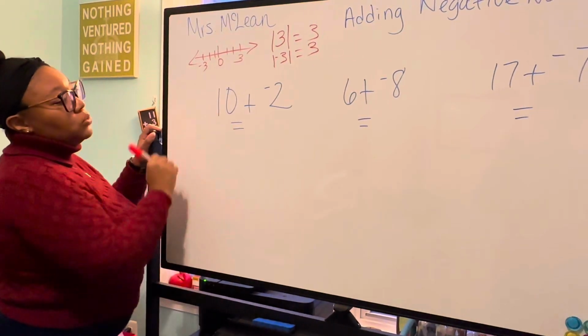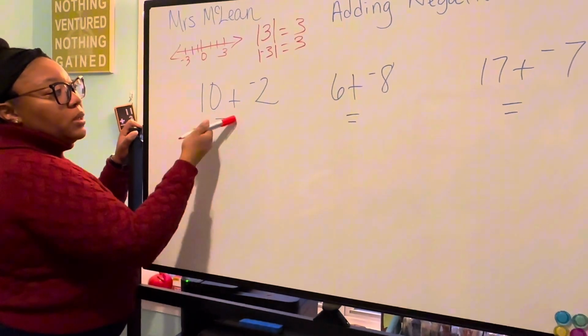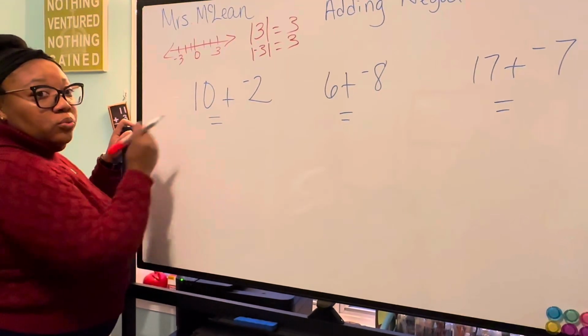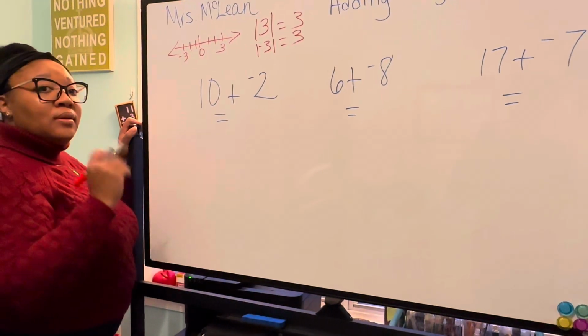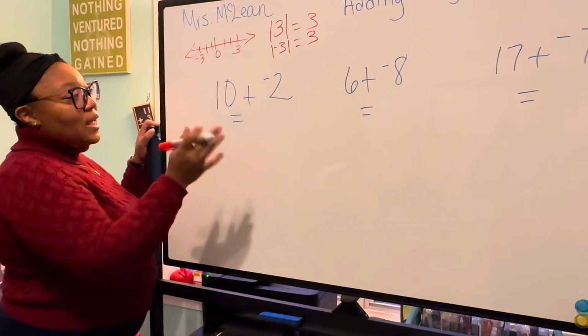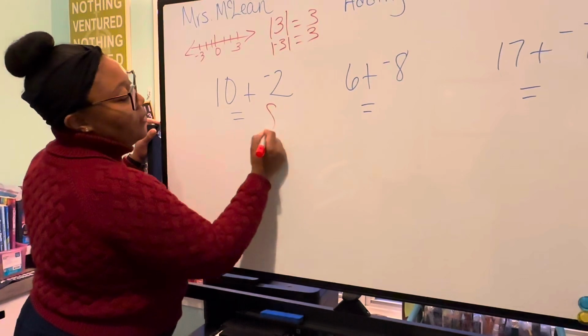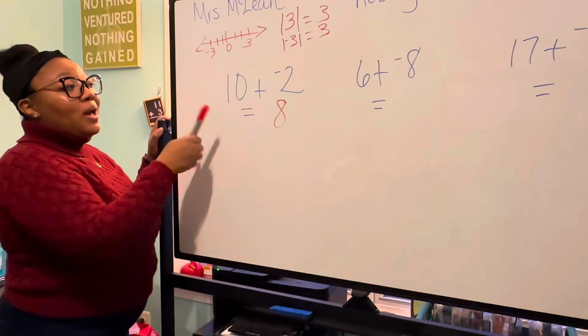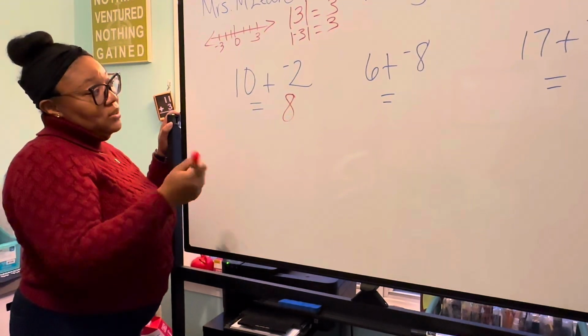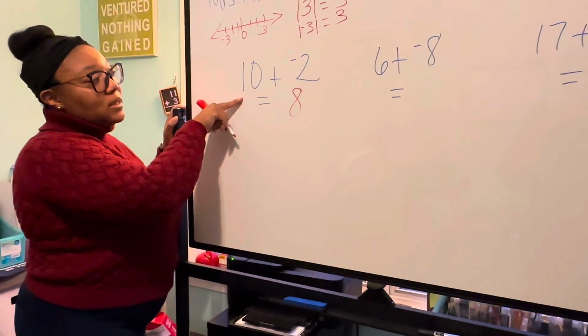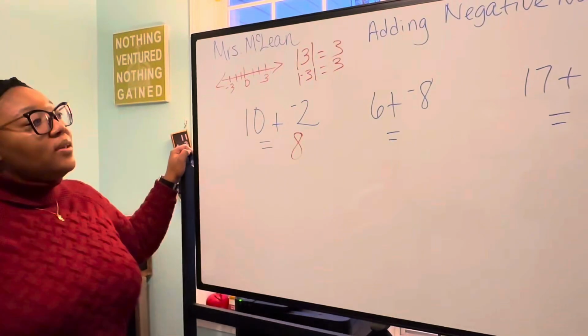So let's take a look at this one right here. We have 10 plus negative 2. We first want to do the difference. If I take 2 from 10, I get what, class? Can anybody tell me? I get 8, okay? Now, is this going to be a positive 8 or a negative 8? That's right, it's going to be a positive 8.